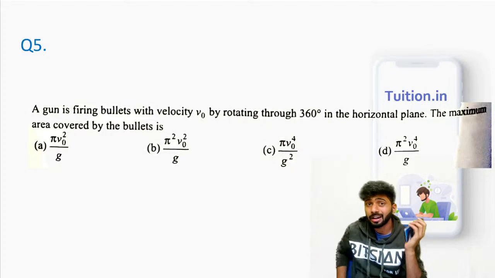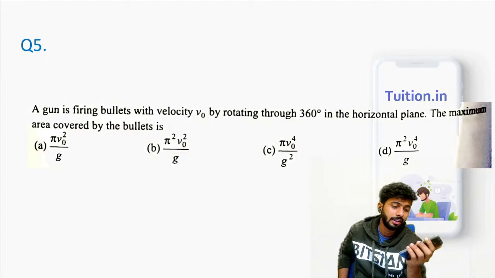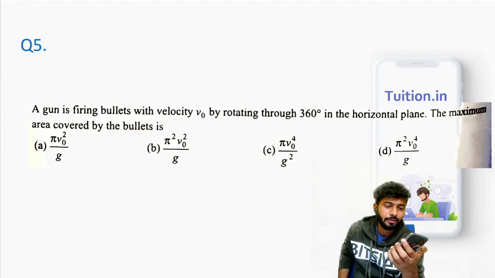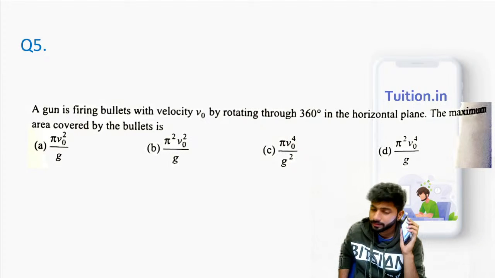If you know the formula for maximum range, you can just do pi into range square. That is the formula for the area of the maximum circle.